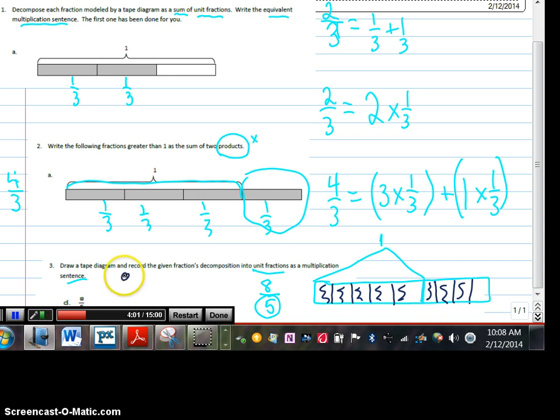So I will show 8/5 equals, and just like I did on the problem before, I will see how many fifths it took to make the whole. And there's 1/5, 1/5, 1/5, 1/5, and 1/5. So I had 5 times 1/5 plus I had 1/5, 1/5, 1/5. I had 3 of those, so 3 times 1/5. And that equals 8/5.